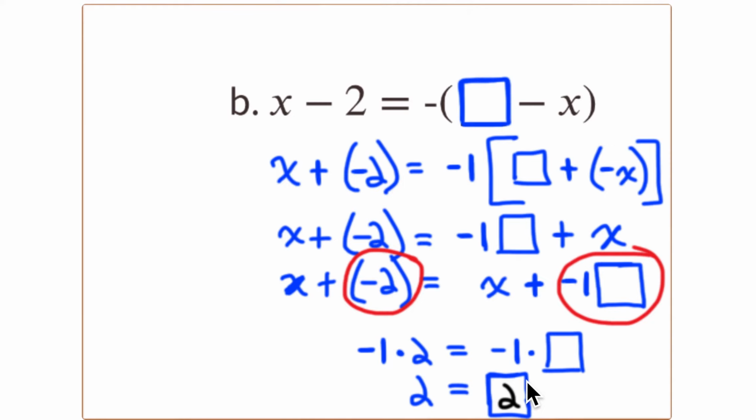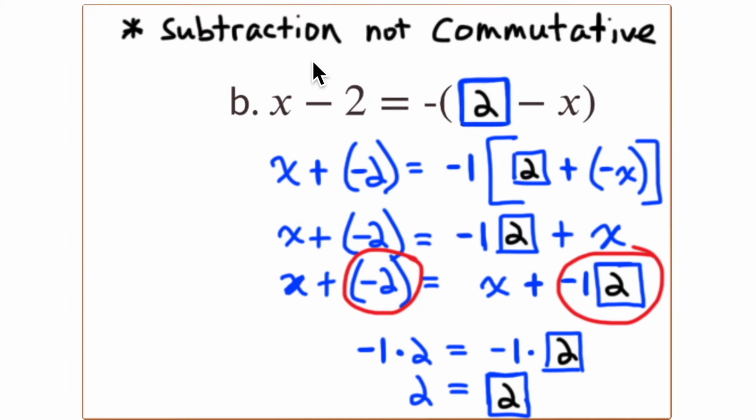So what the unknown has to be to make both sides of this equation equal, this has to be a 2. So if you replace it with the 2, you get this equation up here, and this equation will be true for whatever value you choose for x. This equation also shows you that subtraction is not commutative.